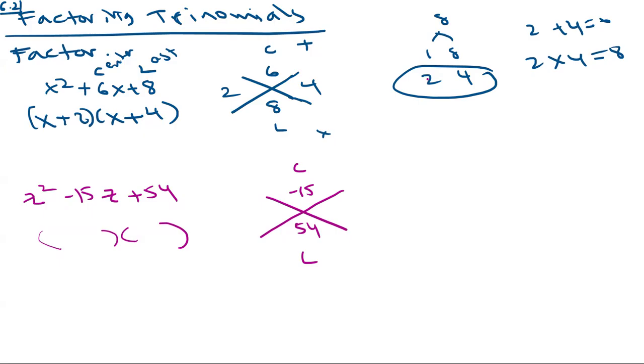So now we need to find factors of 54. Again, when I add them, it's going to give me negative 15. When I multiply them, it's going to give me 54. So let's find those factors. We have 1 and 54. The other one's going to be 2 and 27. The other one's going to be 3 and 18. The other one's going to be 6 and 9. All right, and I think that's about it.